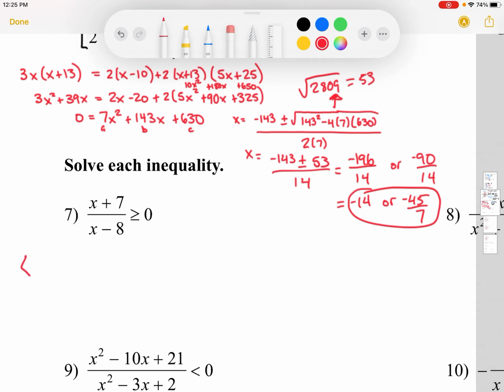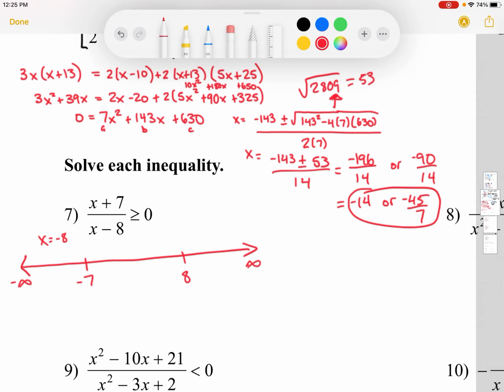So for solving the inequality, it's pretty straightforward. For number 7, we just want to put the zeros and the vertical asymptotes on the number line. So we're going to put on negative 7 and positive 8. We'll do x equals negative 8. And then it's going to alternate signs. So from negative infinity and then to infinity.